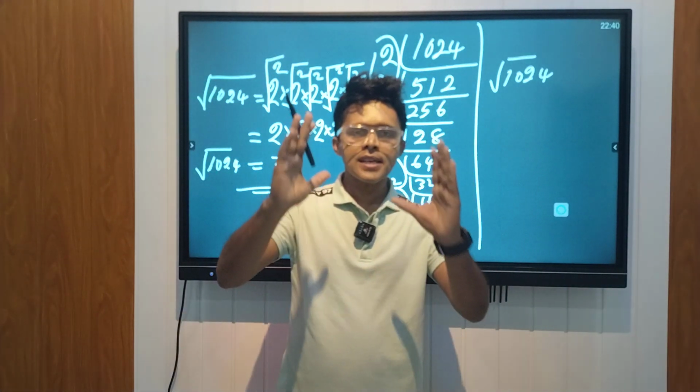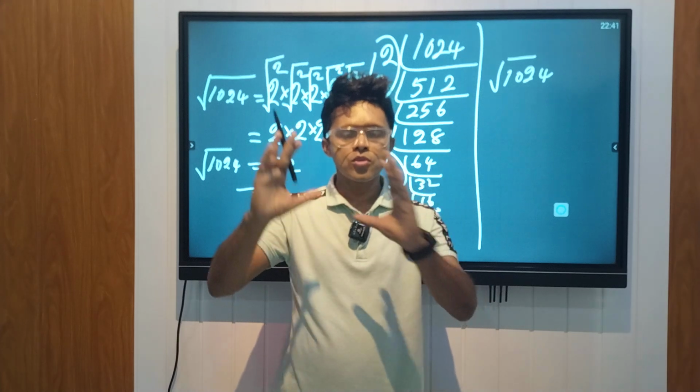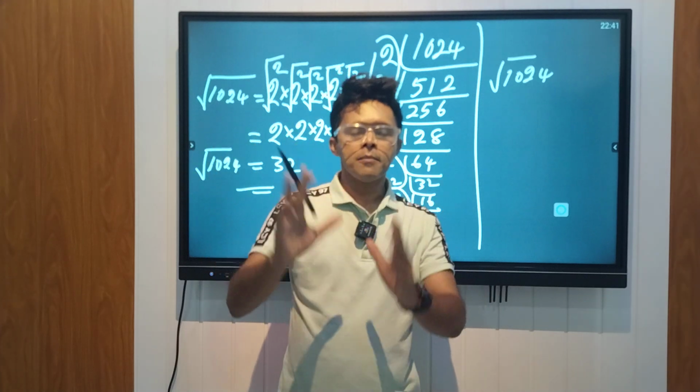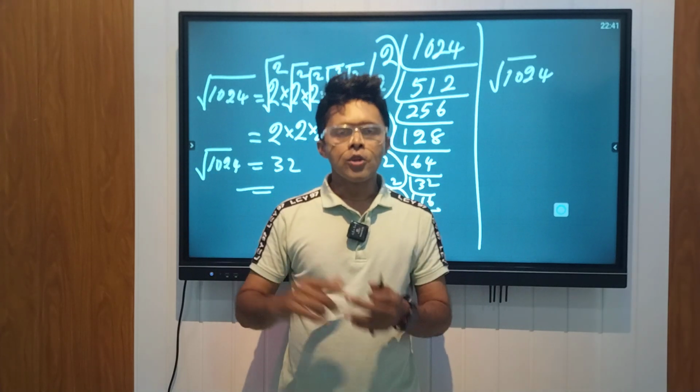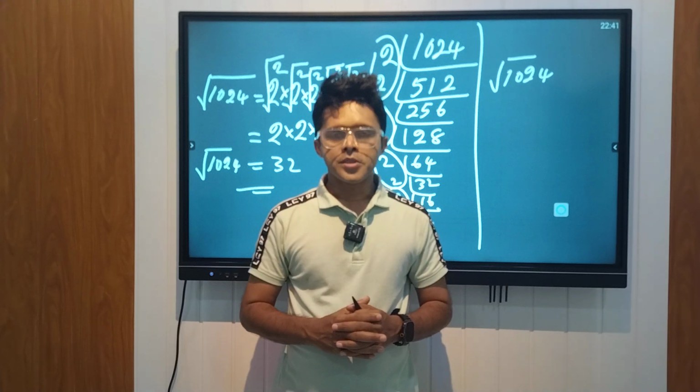So this is the basic idea of getting the square root of square numbers using the knowledge of prime numbers.